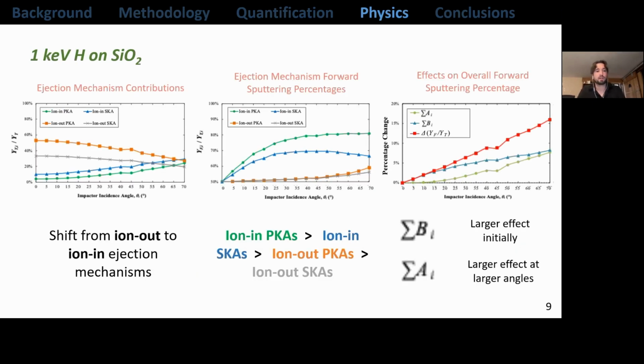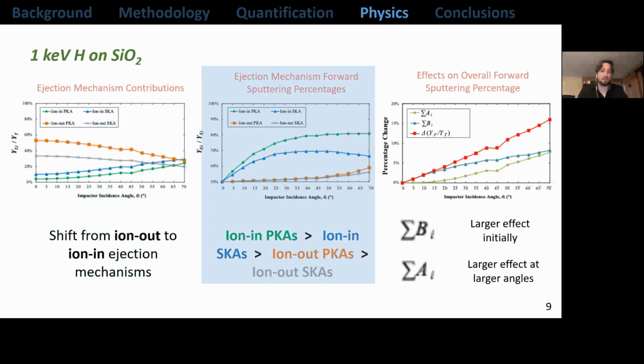So first, for 1 keV hydrogen on silicon dioxide. Looking first at ejection mechanism contributions, we plotted the yield for a given ejection mechanism relative to the total yield as a function of incidence angle. And we can see that as you increase the incidence angle, there's a shift from ion out ejecta being predominant to ion in ejecta being a bigger part of the overall sputtering profile.